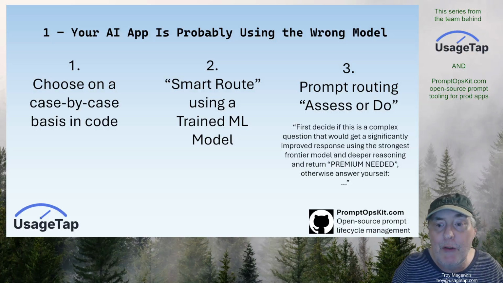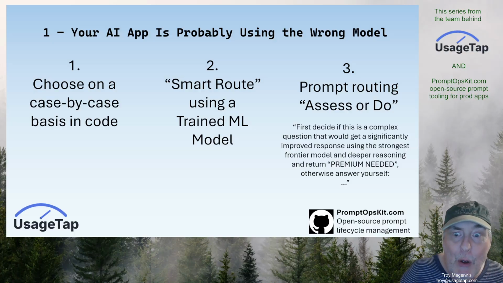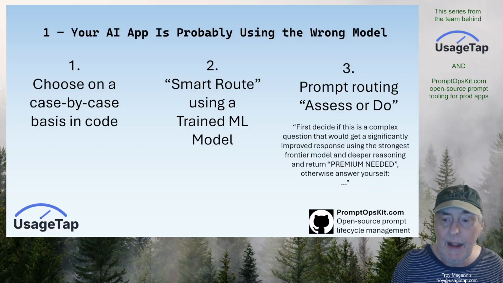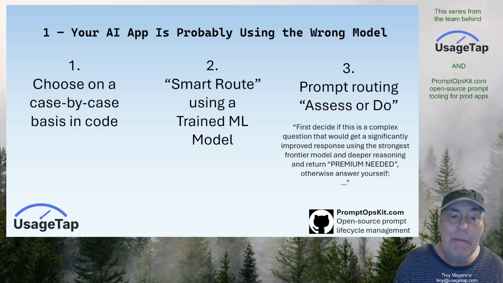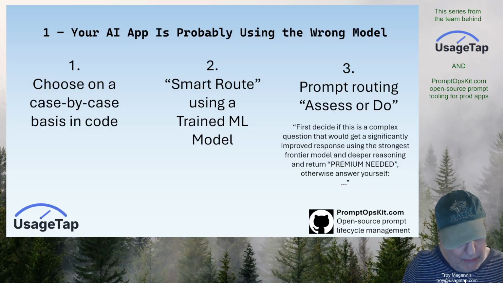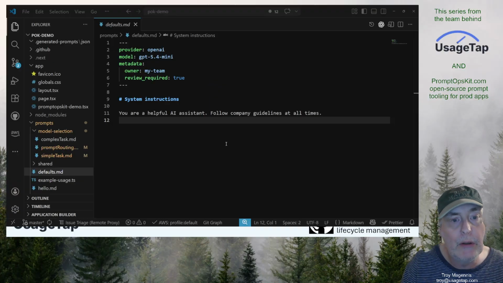And tell me if it's going to require a frontier model with deep reasoning, just return the string premium needed. Otherwise, answer the question. And what I get back then is the result 80% of the time, and that 20% of the time I reissue a call to a stronger model, but I've done it in one jump.